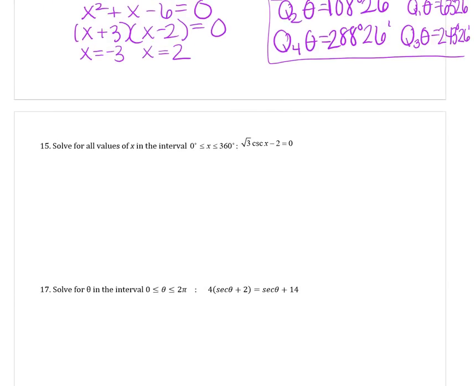Okay, solve for all values of theta, or all values of x, I should say, where x is between 0 and 360 for radical 3 cosecant of x minus 2 equals 0. So when I see the cosecant, I'm thinking to myself, can I turn that into sine to make my life a little bit easier? Which I will eventually. So let's first solve this for cosecant. So I'll add over the 2 and divide by radical 3.